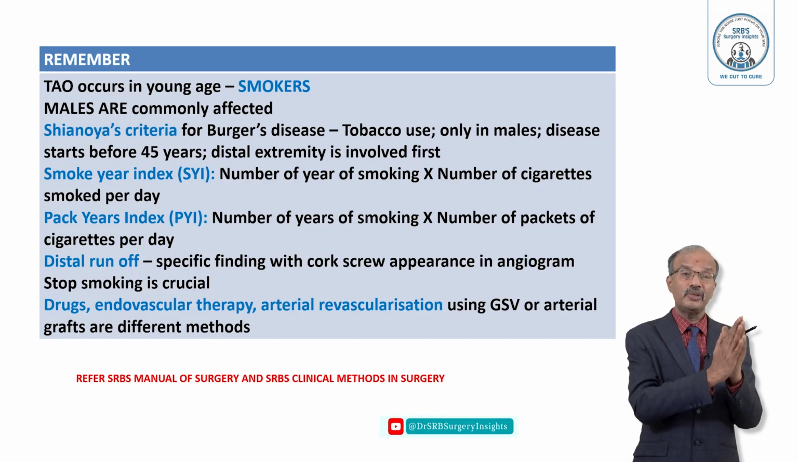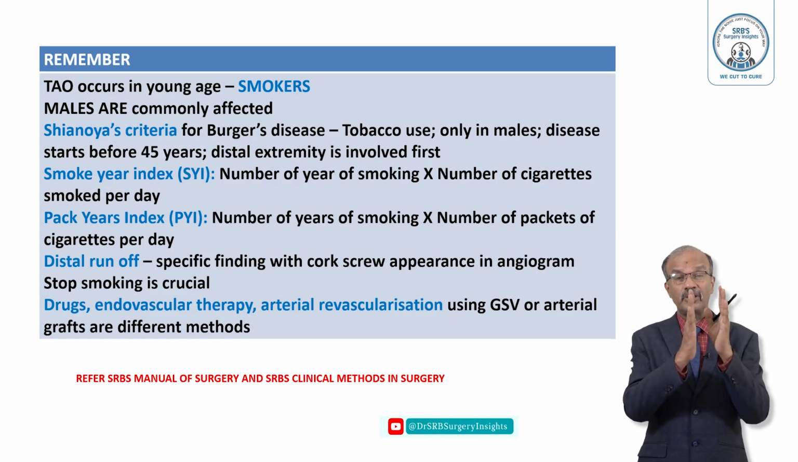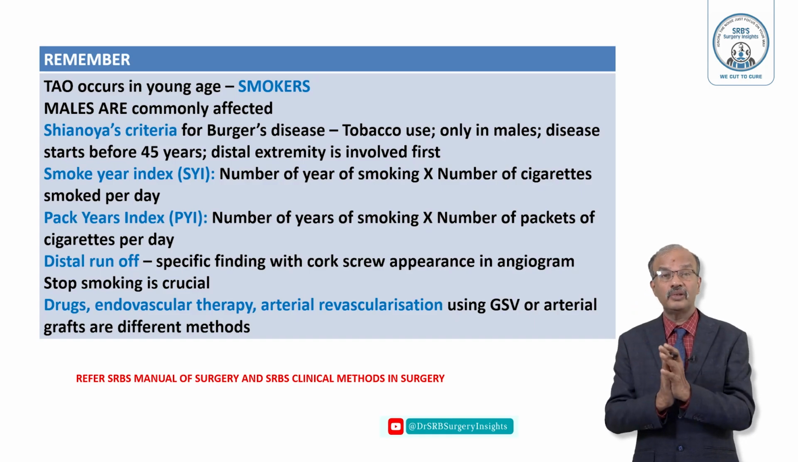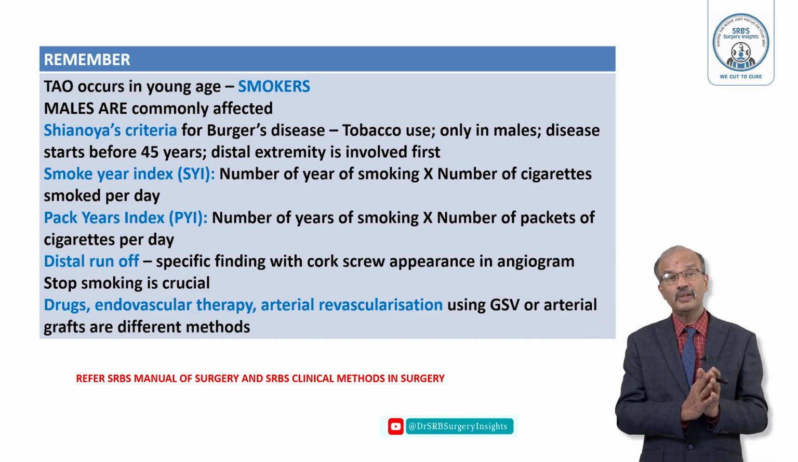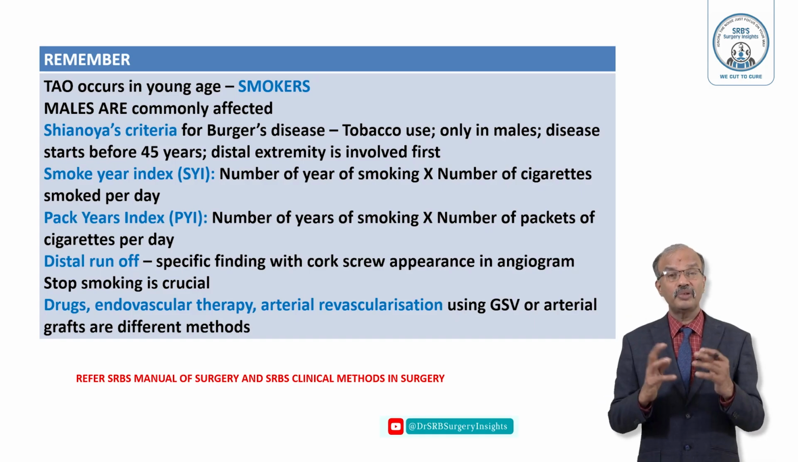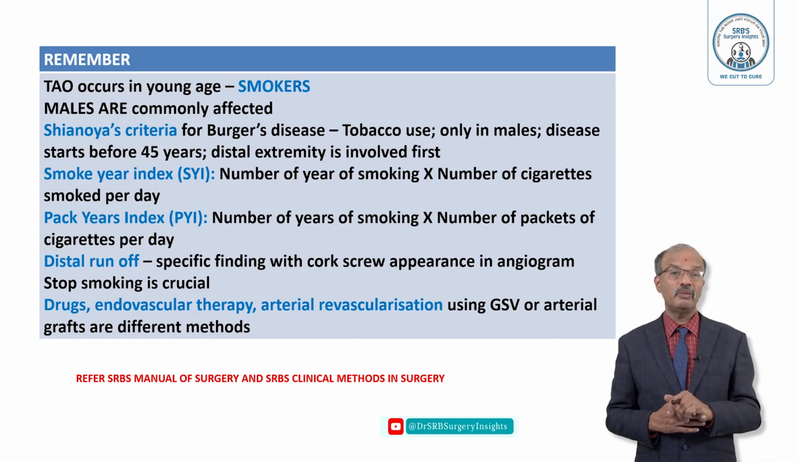Differences between atherosclerosis and TAO, I already told. One is segmental, one is not. In TAO the vessel wall is normal, the vessel wall is thickened in atherosclerosis. TAO is segmental, affecting medium sized vessels; atherosclerosis affects larger vessels. So all these things will be asked in the MCQs, you should remember. And the lower limb is commonly involved. Classifications you have to remember.